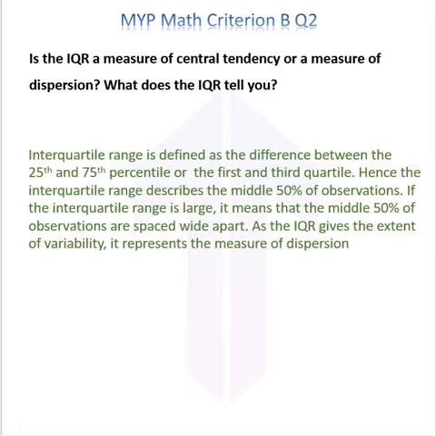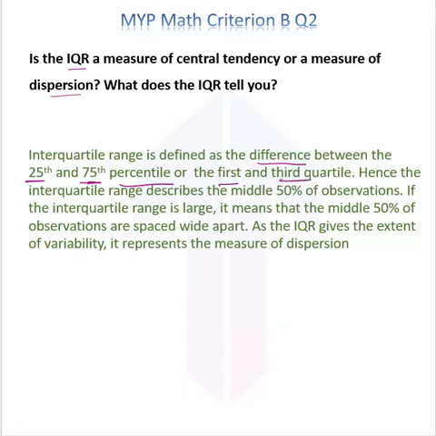The second question: is the IQR, the interquartile range, a measure of central tendency or a measure of dispersion? So, what does the IQR tell you? We know that the IQR, the interquartile range, is the difference between the 25th and the 75th percentile, or the first and the third quartile, as we call them.